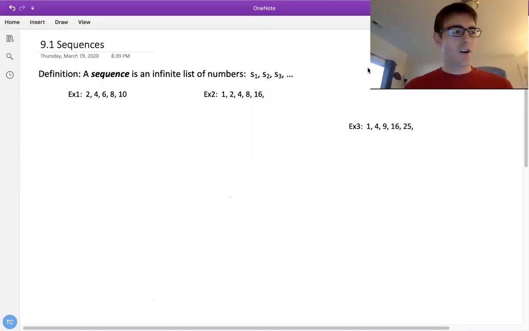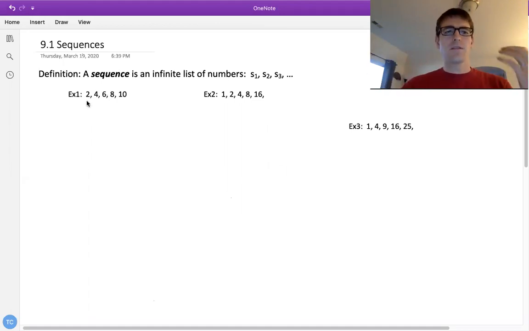All right, so we're starting with chapter 9 on sequences and series. This is the first section, section 9.1 on sequences. And at their heart, sequences are really not that complicated. They're just a list of numbers. And so here we have a few examples.